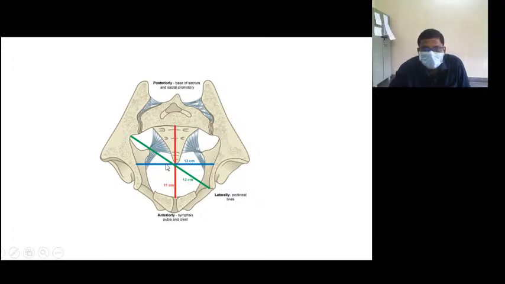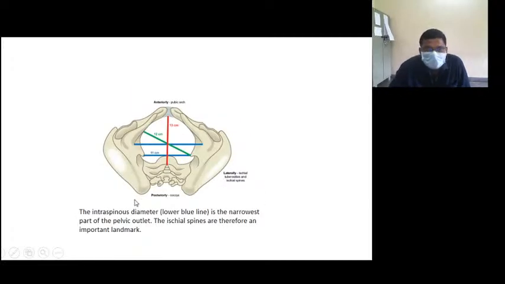And there is another diameter called the oblique diameter, which is seen laterally, right? And this oblique diameter, if you take this one, this is the oblique diameter, and this is another important diameter, which is the narrowest part of the pelvis in case of females. That is the diameter between the two ischial spines, okay. So this intraspinous diameter, that is the blue colored line, is the narrowest part of the pelvic outlet. This diameter is present between the two ischial spines, and therefore it is an important landmark.